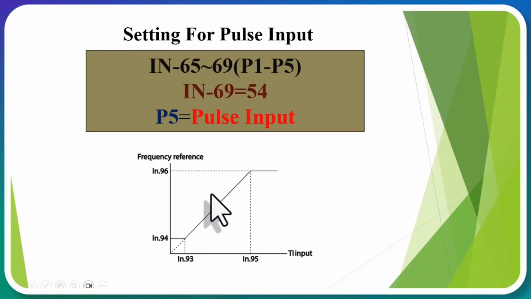The maximum pulse frequency we can have in these standard inverters is 32 kHz, which can be set in parameter IN95, and the corresponding frequency for this pulse can be set in parameter IN96.